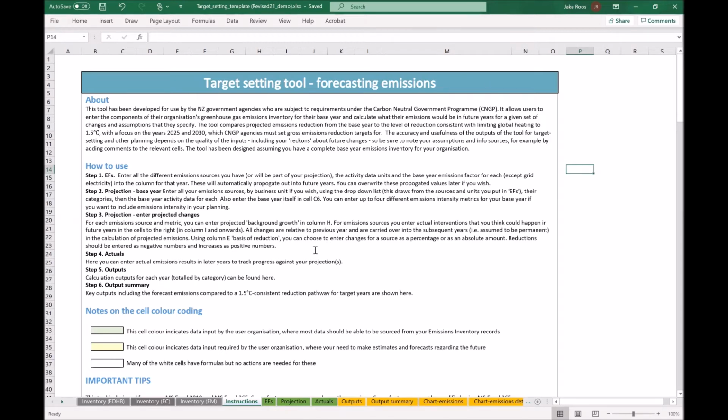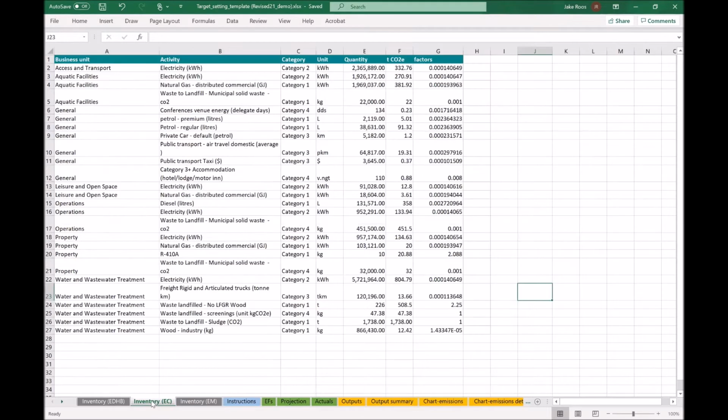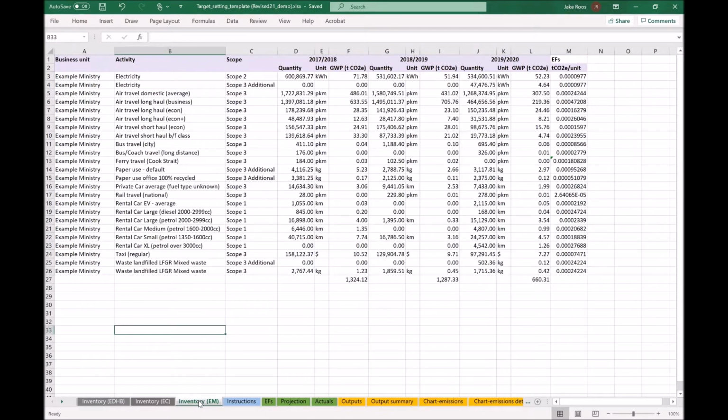So in this tool, I have preloaded some inventories of some organisations, example ministry, example council, and example DHB. I'm going to use all of these in these videos to demonstrate various functions of the workbook. But let's just start with the simplest one, which is example ministry.